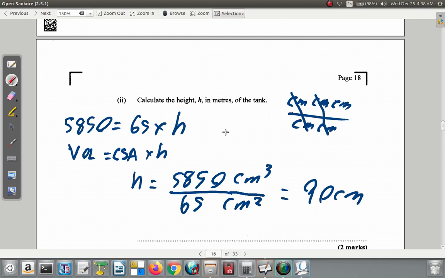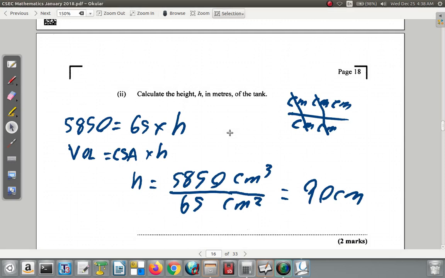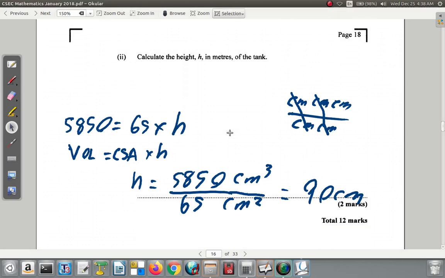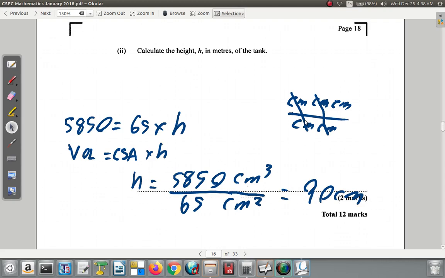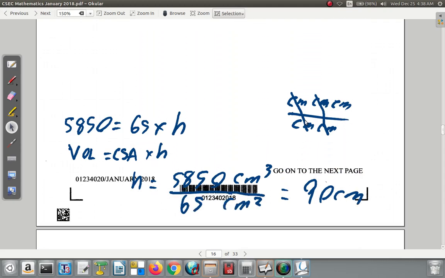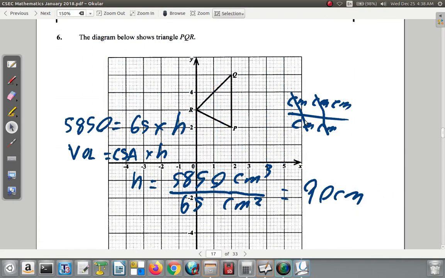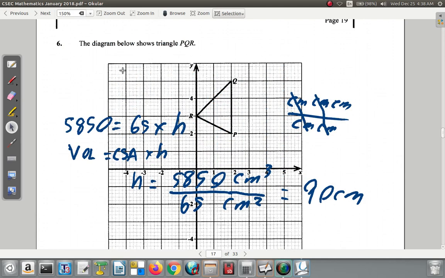Alright, let's see what else happens here later in the question. Well, when it says total marks, it means the question is finished. So question 5 is finished, and question 6 is what we will move on to later on. Alright, so let's look at question 6 a bit later.